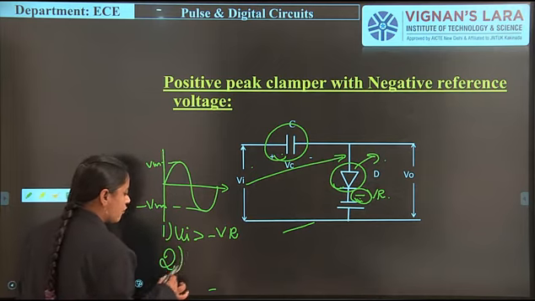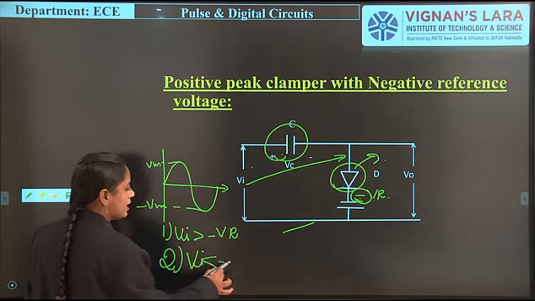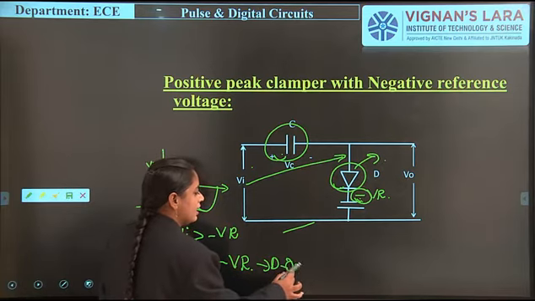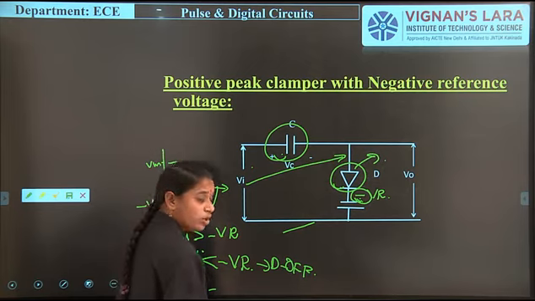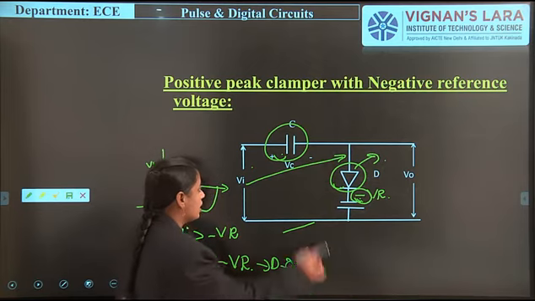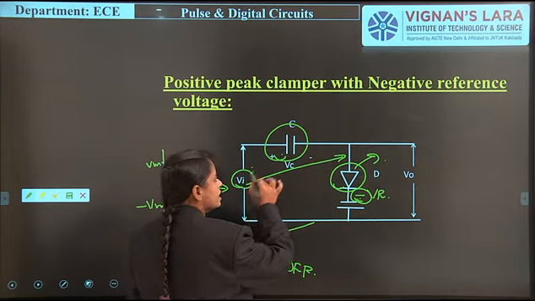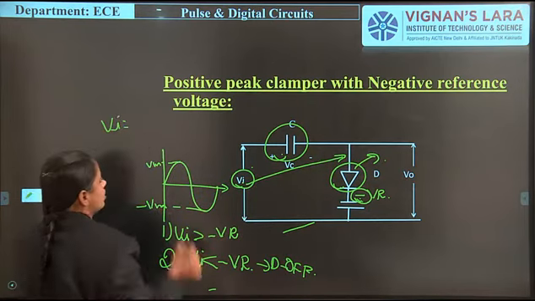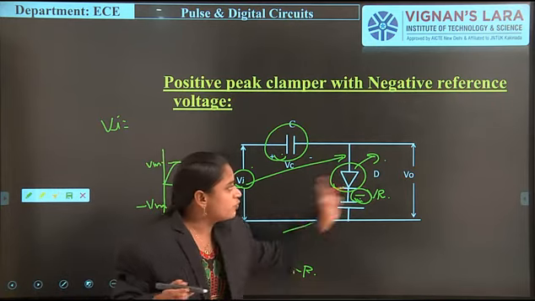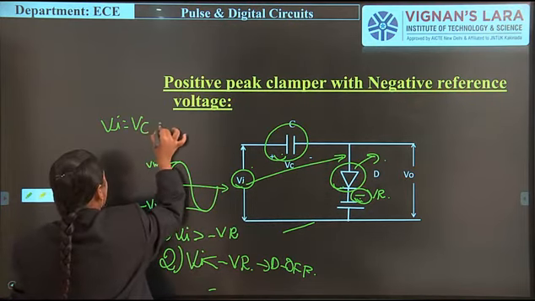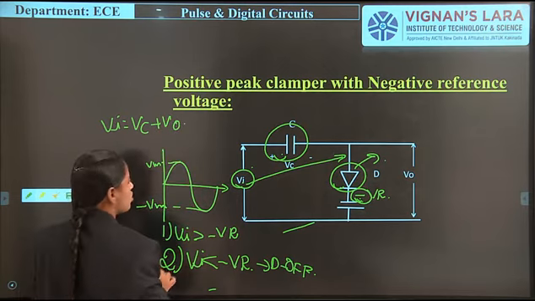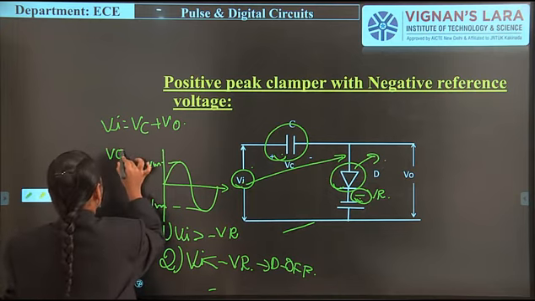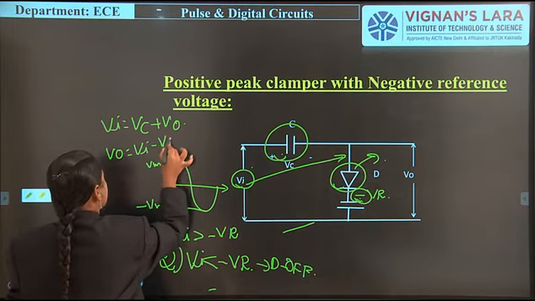Now the second condition: the diode is in off condition, that is Vi less than minus VR. During this time the diode is off, and we have to find the steady state value. The input voltage Vi passes through this circuit, so Vi is equal to Vc plus V0. So V0 is equal to Vi minus Vc. This is the steady state value.